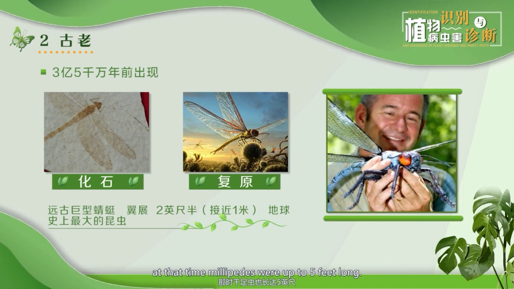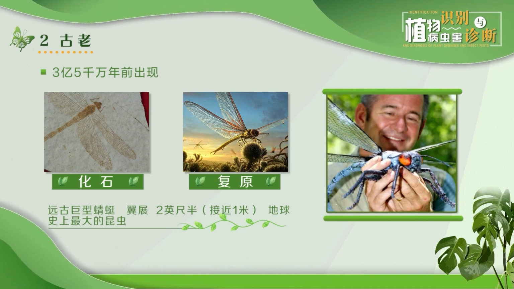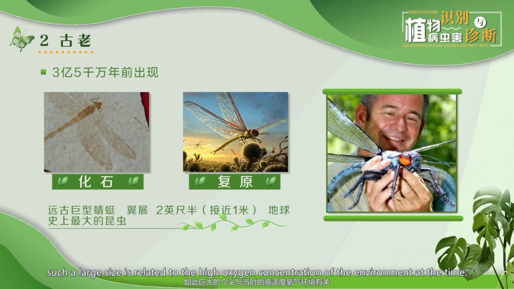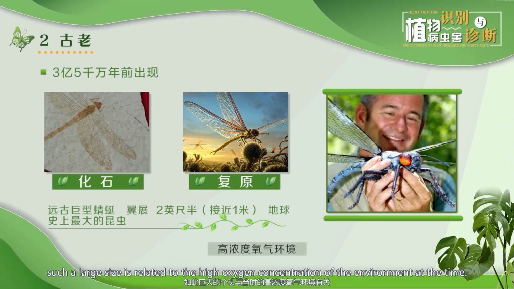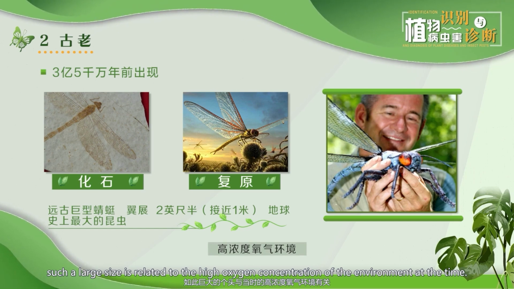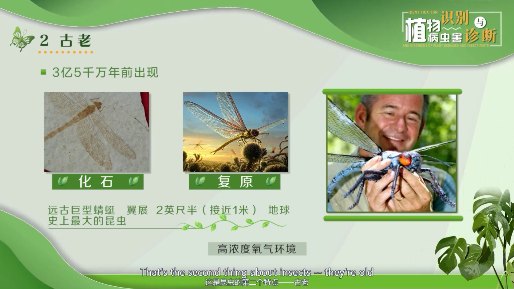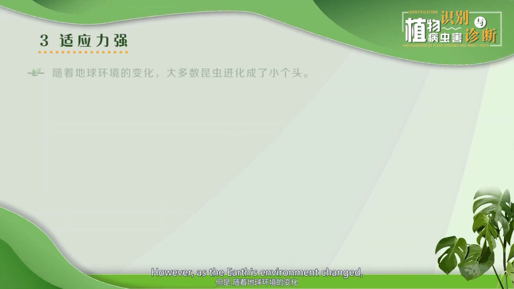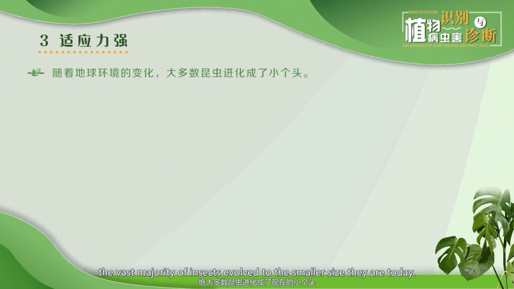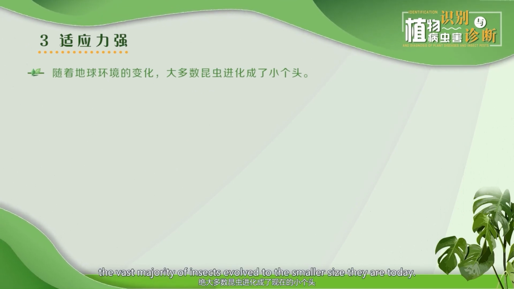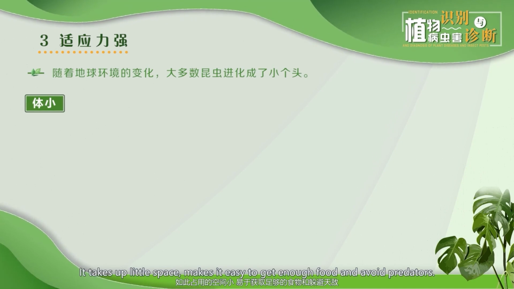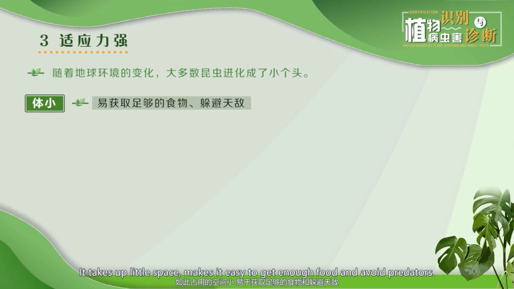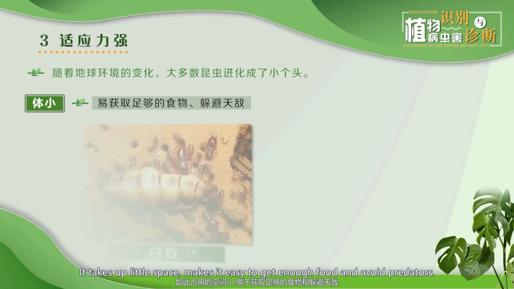At that time, millipedes were up to 5 feet long. According to the study, such a large size is related to the high oxygen concentration of the environment at the time. That's the second thing about insects. They're old. However, as the Earth's environment changed, the vast majority of insects evolved to the smaller size they are today. It takes up little space, makes it easy to get enough food, and avoids predators.